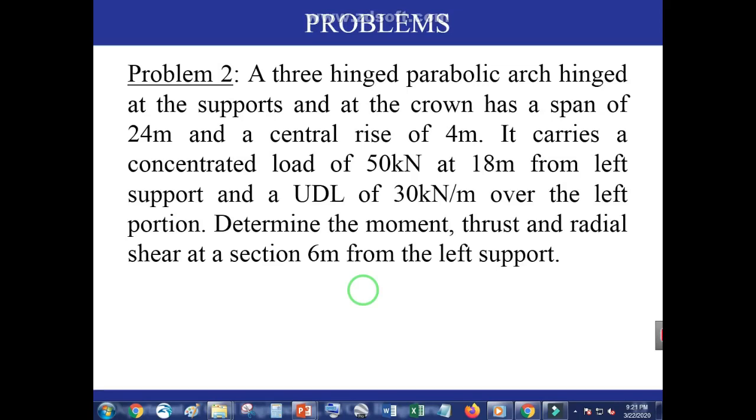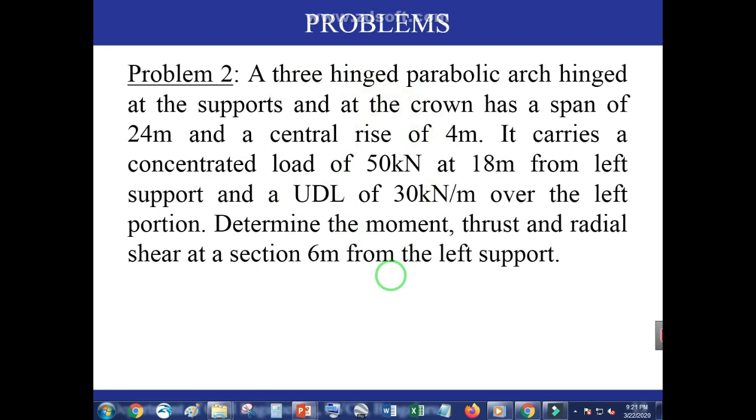So the next question, problem number 2, is given in terms of the text. That means the data will be given. Looking at the data, we will have to draw the arch based on the given data, right? So let us quickly read out the question.